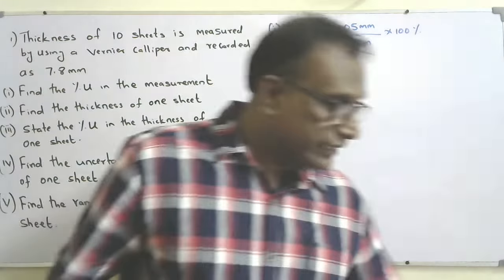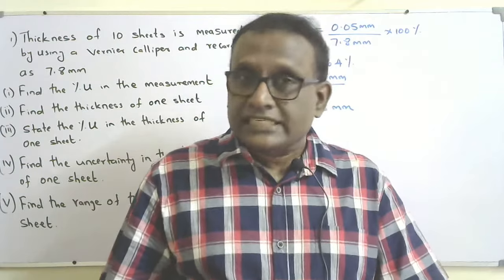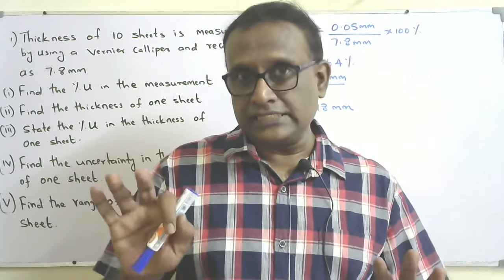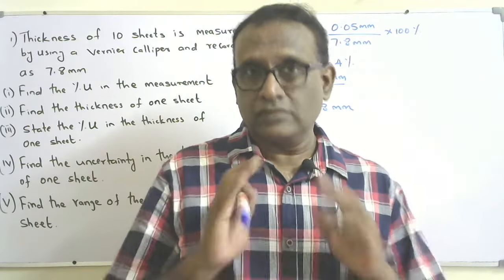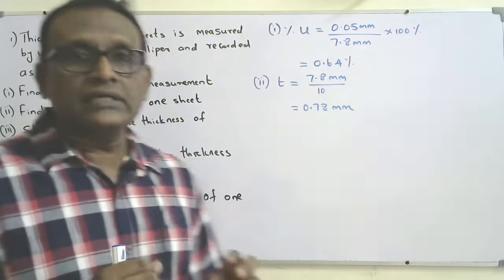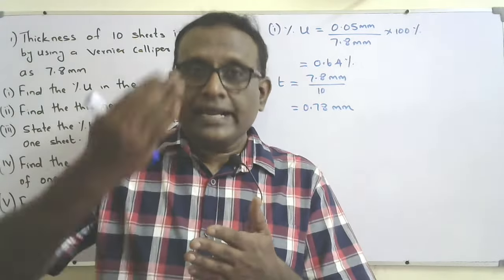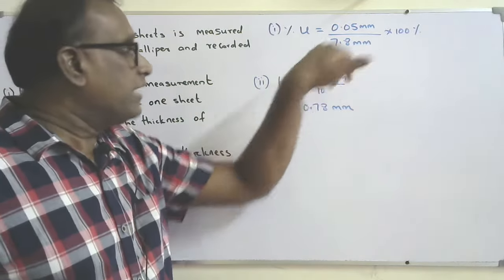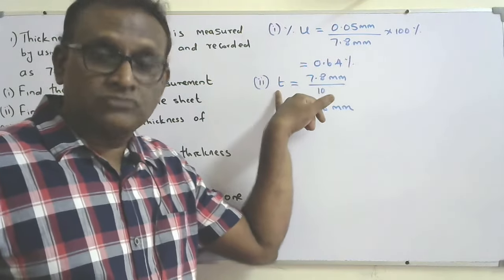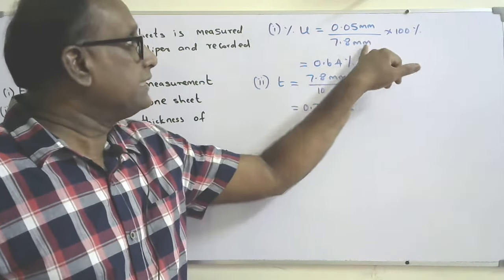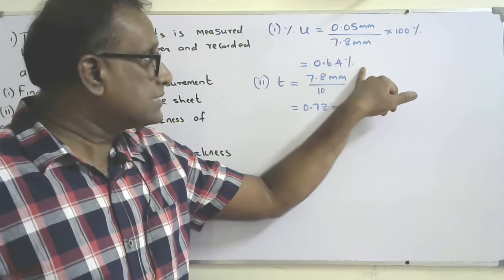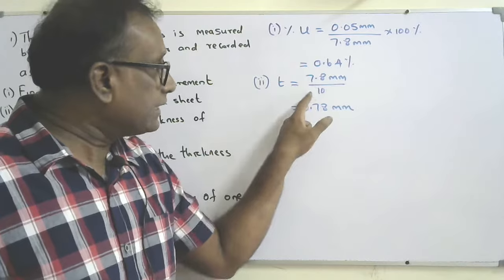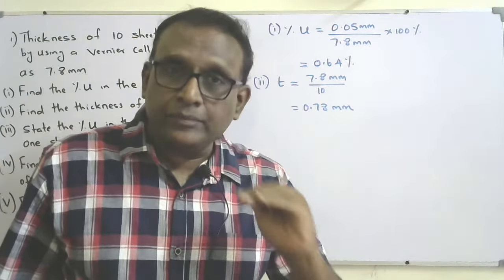Careful. Remember that whenever a measurement is divided by a number, the percentage uncertainty will remain the same. Again I'm telling it: whenever a measurement is divided by a number, so here the measurement is 7.8 millimeter, it is divided by 10 to get the thickness of one sheet. We found the percentage uncertainty of the measurement, that is 0.64 percent. So when we divide the measurement by 10, the percentage uncertainty will remain the same.